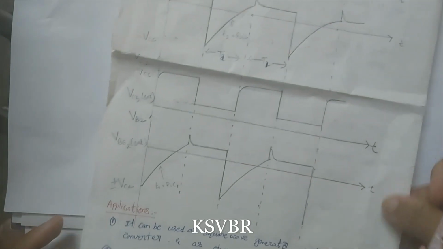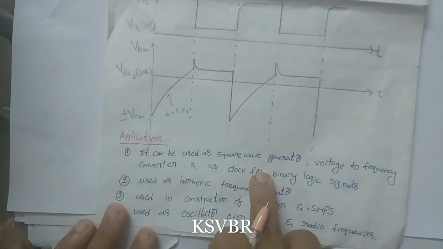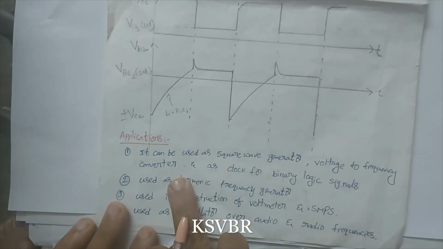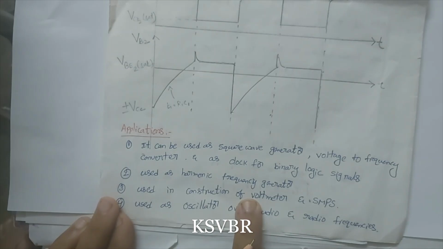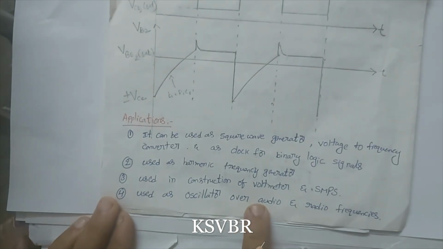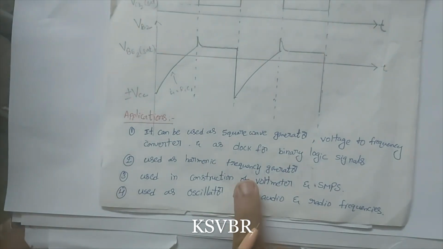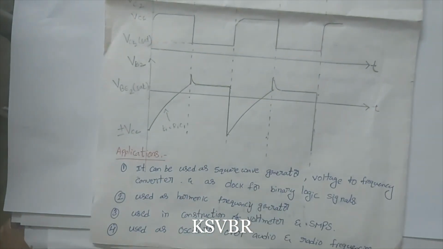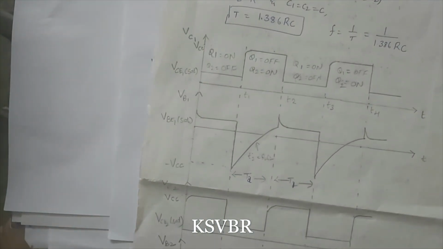I have given it in detail. What are the applications? It can be used as a square wave generator, voltage to frequency converter, or as a clock. It is used as a harmonic frequency generator, in the construction of voltmeters and SMPS, and as oscillators over radio and audio frequencies. These are the applications of your astable multivibrator. Hope you understood this one.